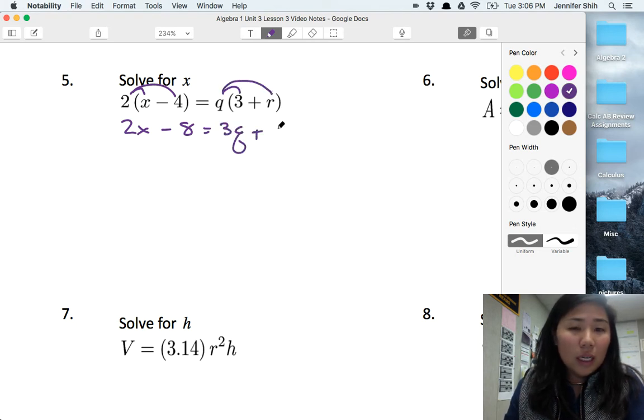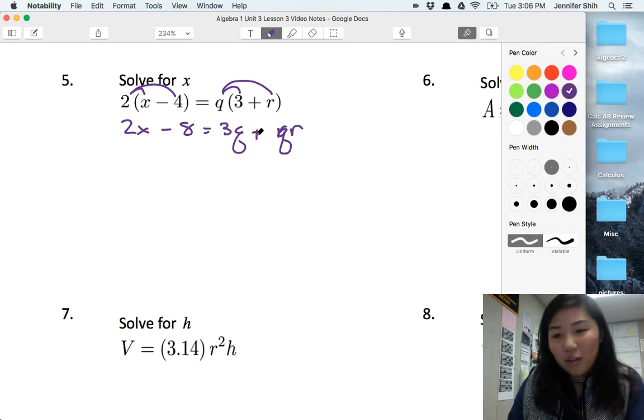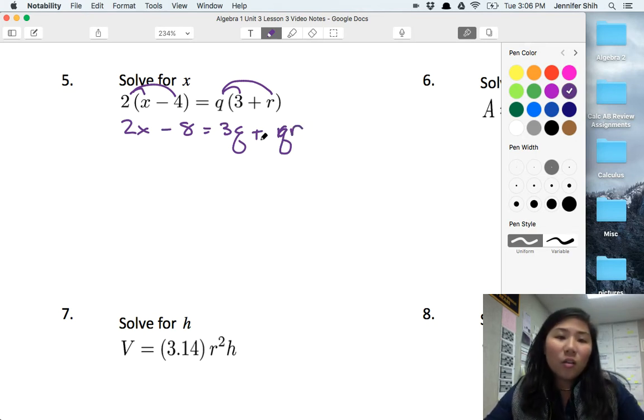Here's where you guys are like, I don't know. So QRS. So we're going to do QR. I just put in alphabetical order. But so far, so good.